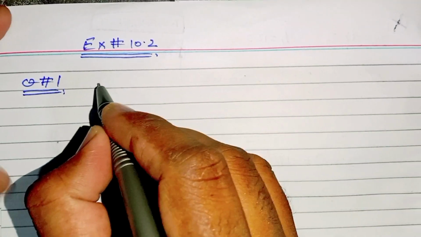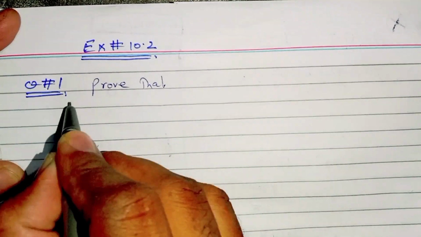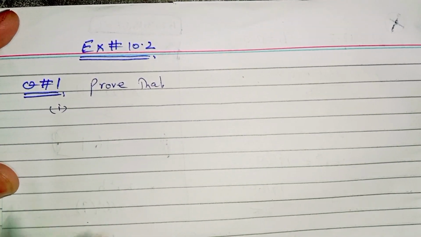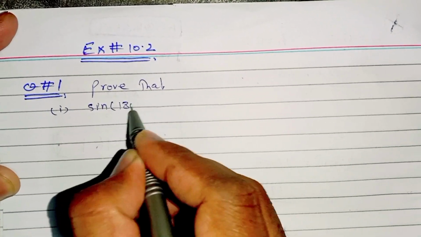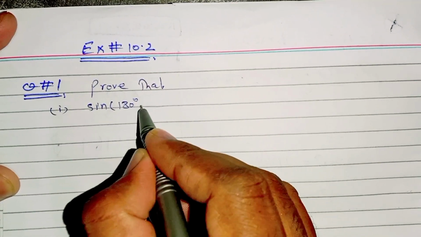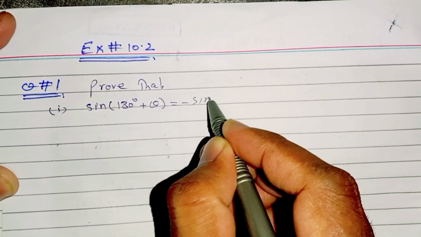Bismillahirrahmanirrahim. Question number 1: prove that part number 1 has sin(180 degree plus theta) is equal to minus sin theta.